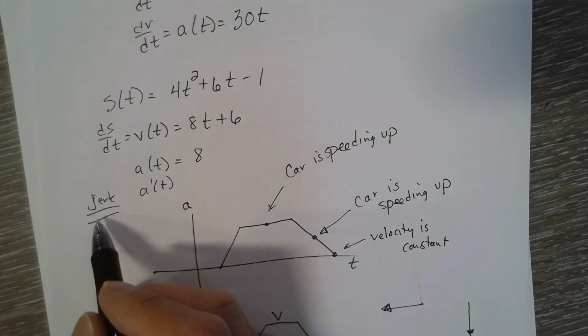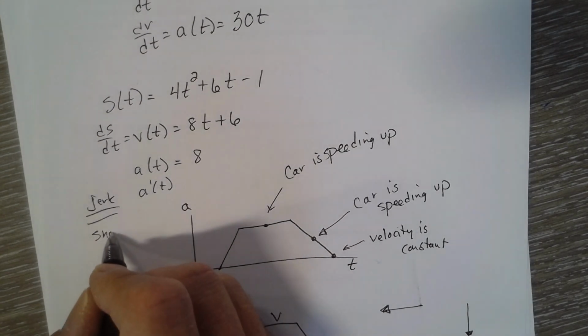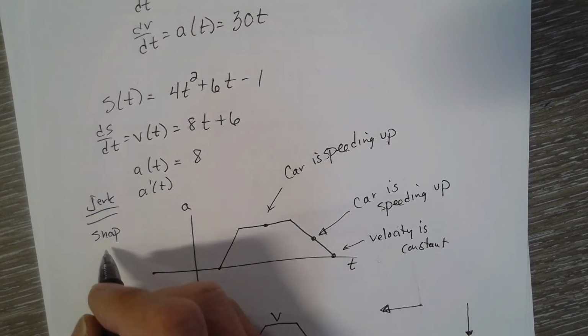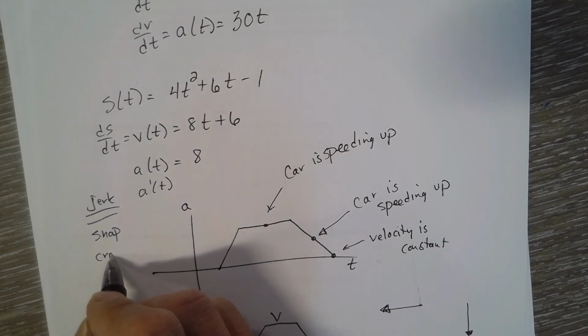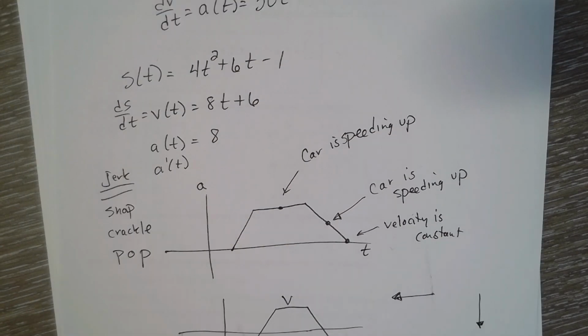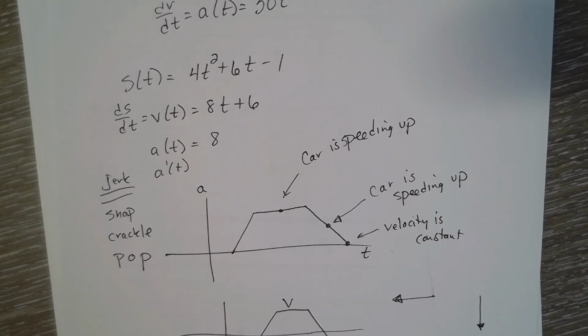And the derivative of jerk, and I'm not kidding, is snap. The derivative of snap is crackle. And the derivative of crackle is, any guesses? Pop. Sounds like Rice Krispies to me. But that's what they're called, at least what I've seen.